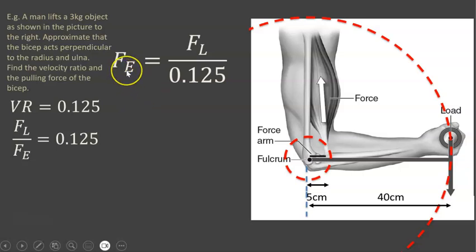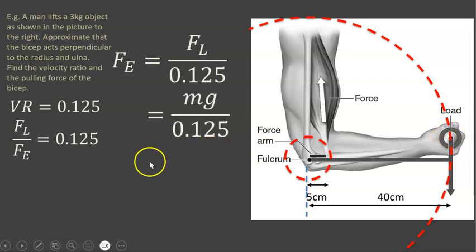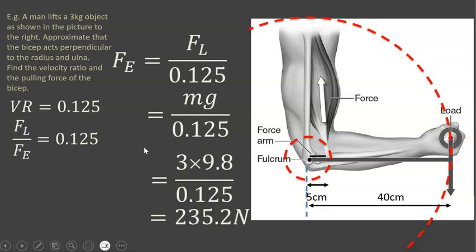Rearranging this formula to make the effort the subject of the equation, because that's what the question's asking us for. FL over 0.125. FL is just the mass times gravity, the weight force of that load, which is 3 times 9.8. Divided by 0.125, 235.2 newtons. So a larger distance moved at the load, requiring a larger effort at the effort side there.